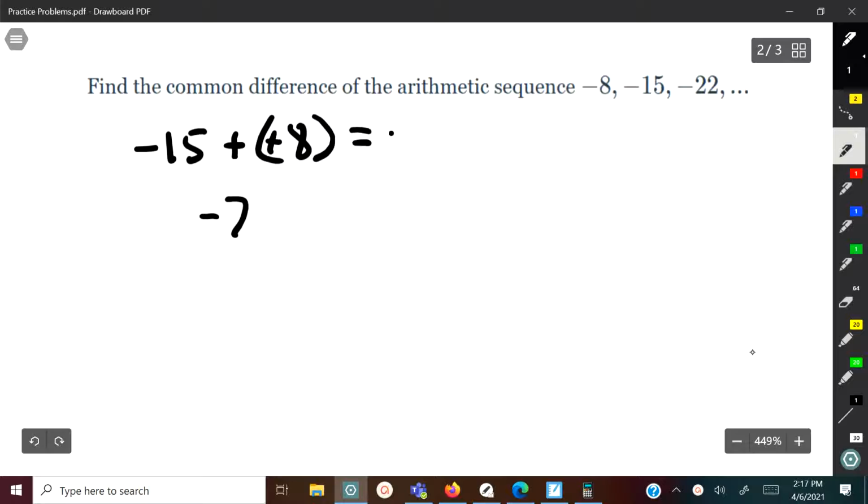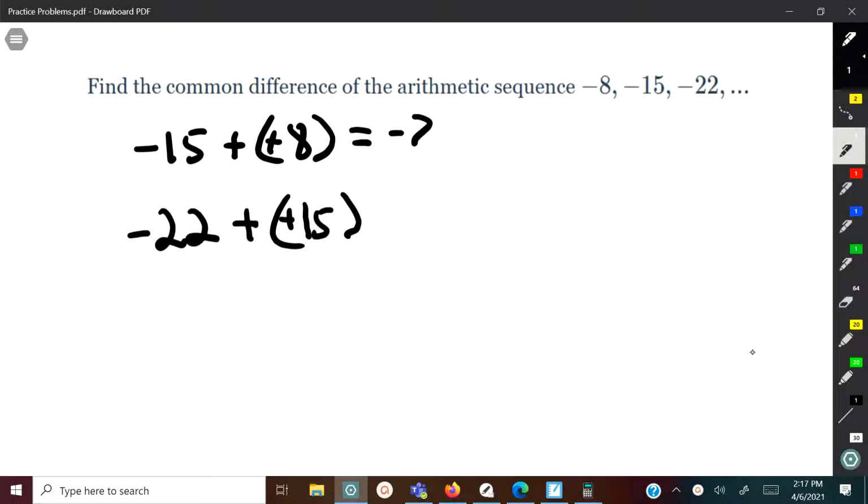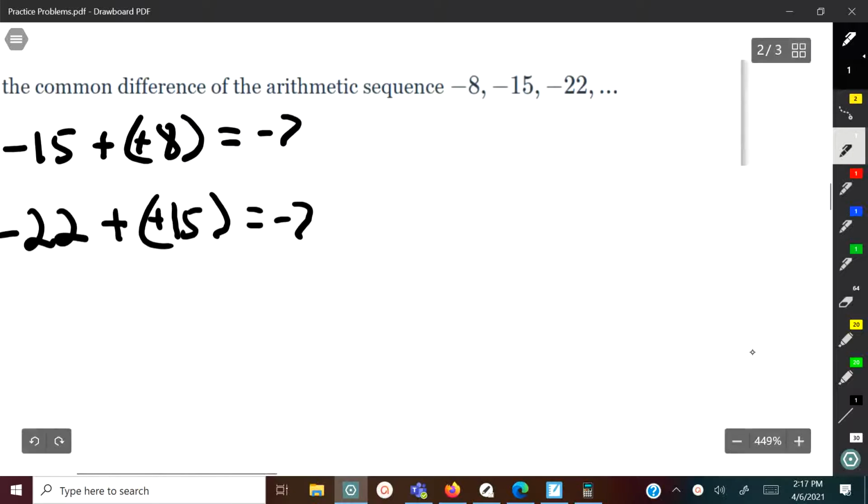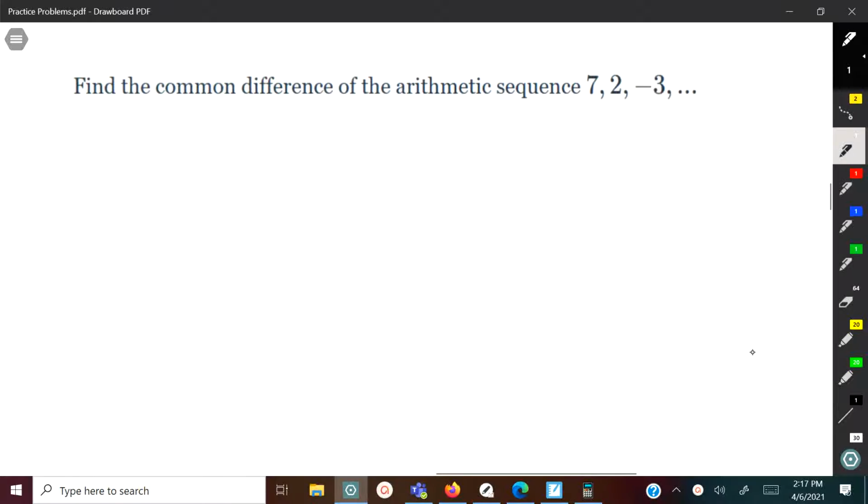Let me write it the same way here. So the difference here is going to be -7. And you could double check that by doing -22 minus -15. This becomes plus again, and then -22 plus a positive 15, find the difference there, and you get -7. Alright, go ahead and pause the video here and see if you can solve this one.